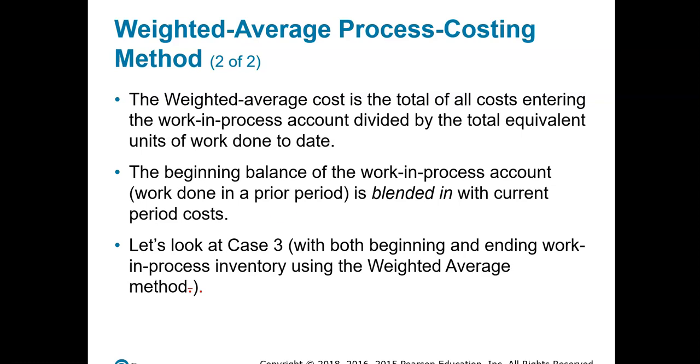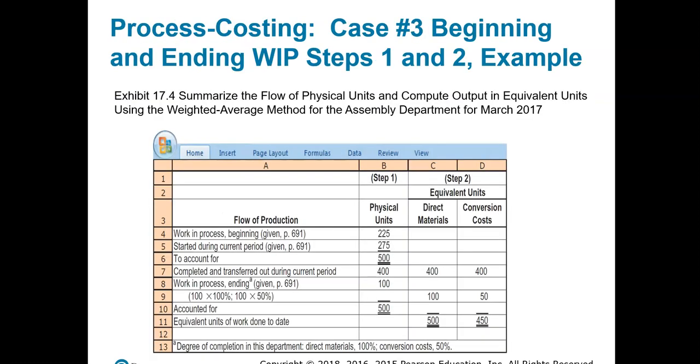So let's take a look at case 3, the type of case where we have both beginning and ending work in process inventory using the weighted average method. If you're following the illustration in your book, in January we completed all the units we produced. There was no work in process inventory, so we simply took the total cost divided by the total output units. In February, for the assembly department, we had no beginning work in process inventory because there was no ending work in process inventory in January.